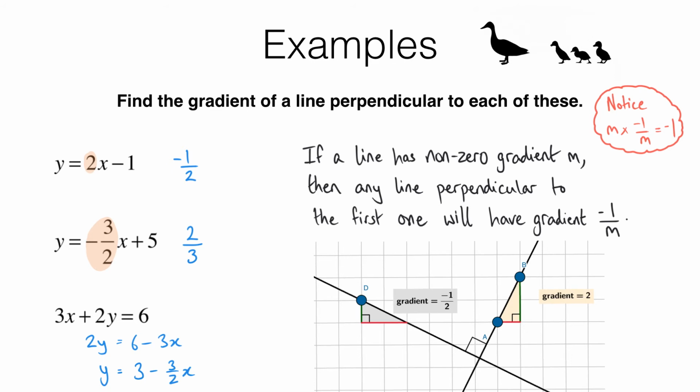And this time I've got a gradient again of -3/2. So the perpendicular line, or any perpendicular line to this one, is going to have a gradient that is the negative reciprocal of -3/2, and as we've already seen, that is 2/3. So that's our answer.